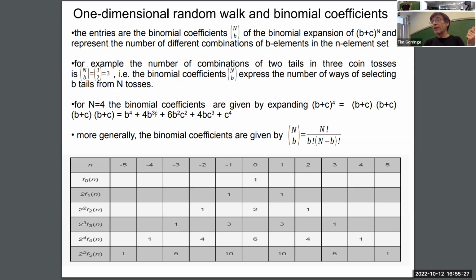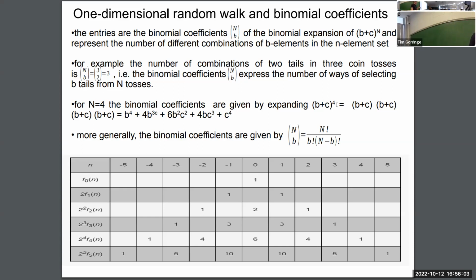And then there's terms involving b cubed times c. This should be not uppercase here. Not in the suffix here. There's a b squared c squared term, and there's a b times c cubed term. And these coefficients, the 4, the 6, and the 4, are the remaining binomial coefficients. And those are exactly what's in the Pascal's triangle down here for, say, 4 coin tosses. And they're exactly the coefficients that come out of this expansion.